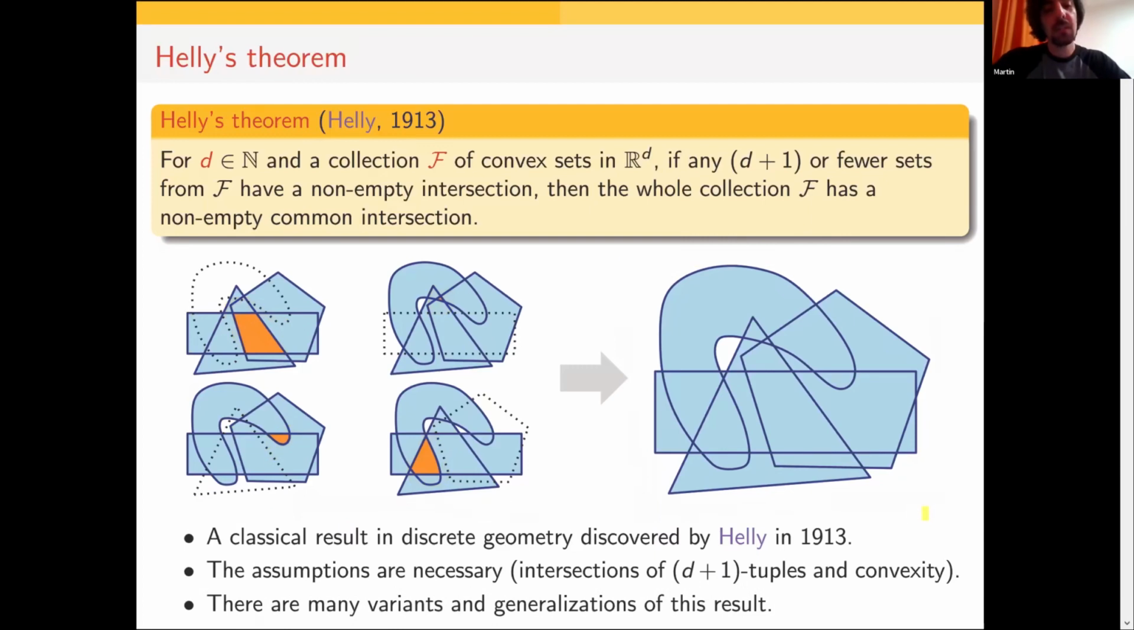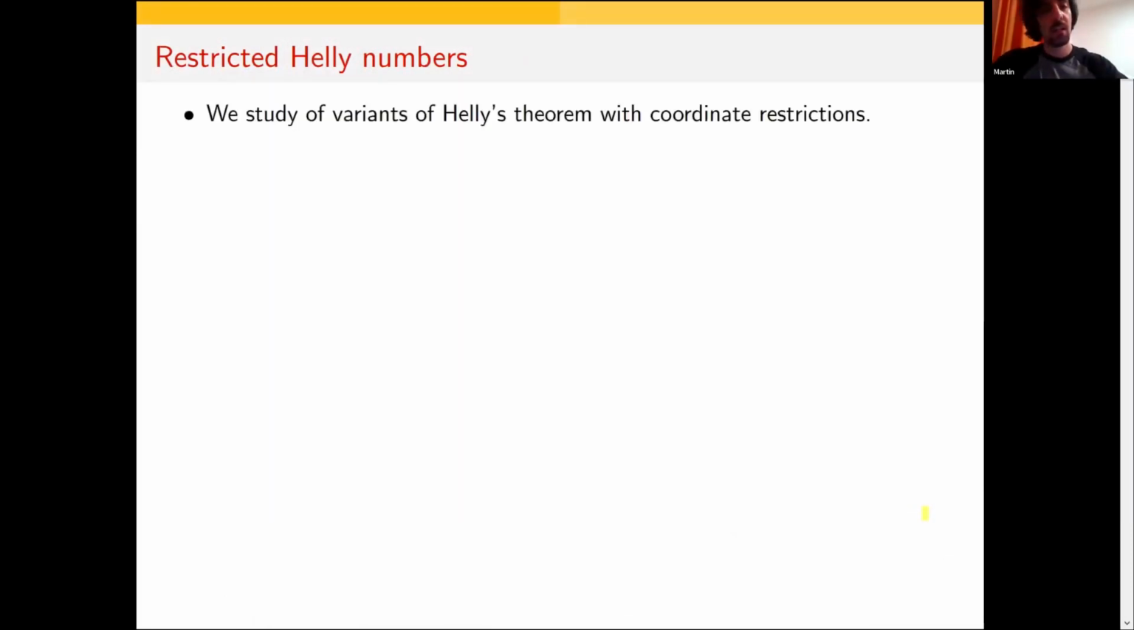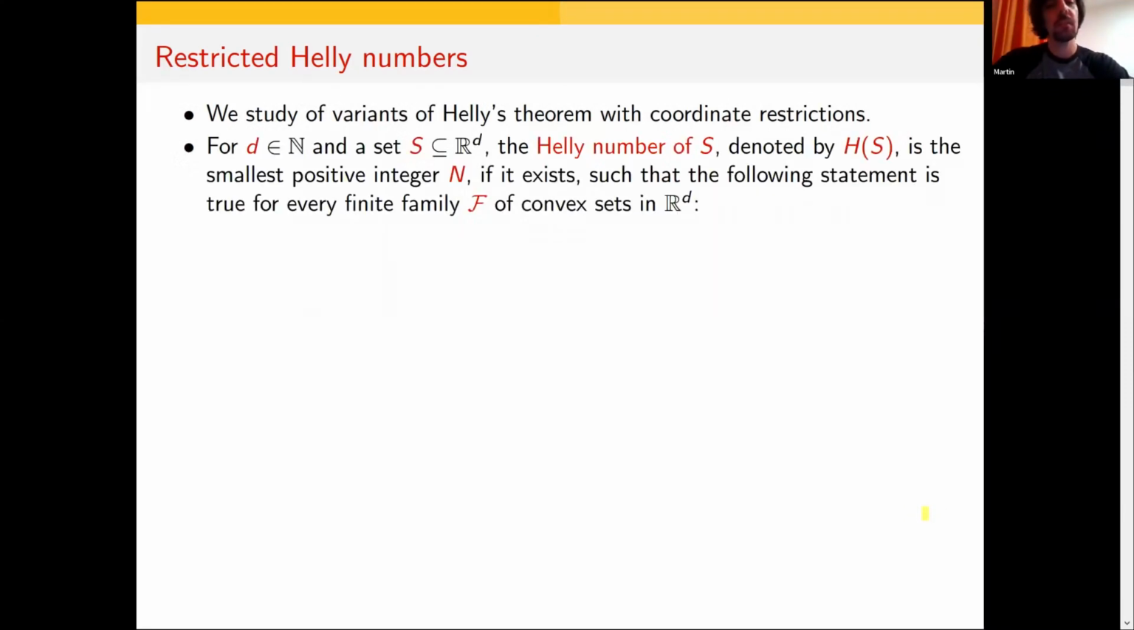Now there are many variants and generalizations of these results, and in this talk I will focus on a particular one, which is sometimes called restricted Helly numbers. So we will study the variant of Helly's theorem which is about coordinate restrictions. So let me state this definition of Helly number.